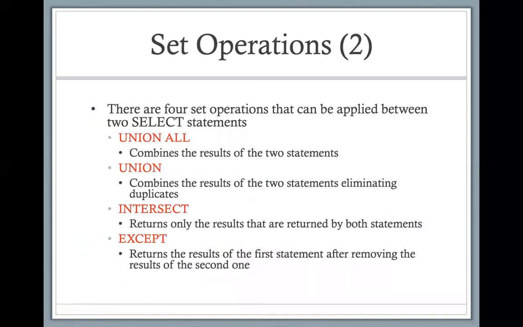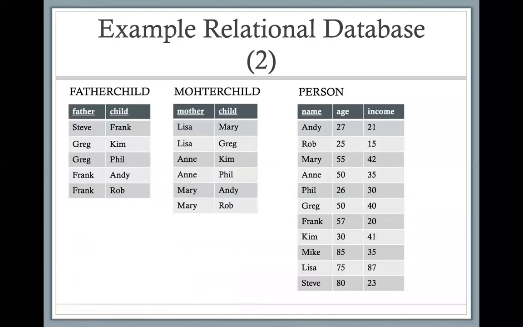Here's the table. Here's the schema. So I have Steve, who is dad of Frank and only Frank. How much does Frank make? 20. So Steve will not be included, because Steve is not a father of somebody who makes more than 30.